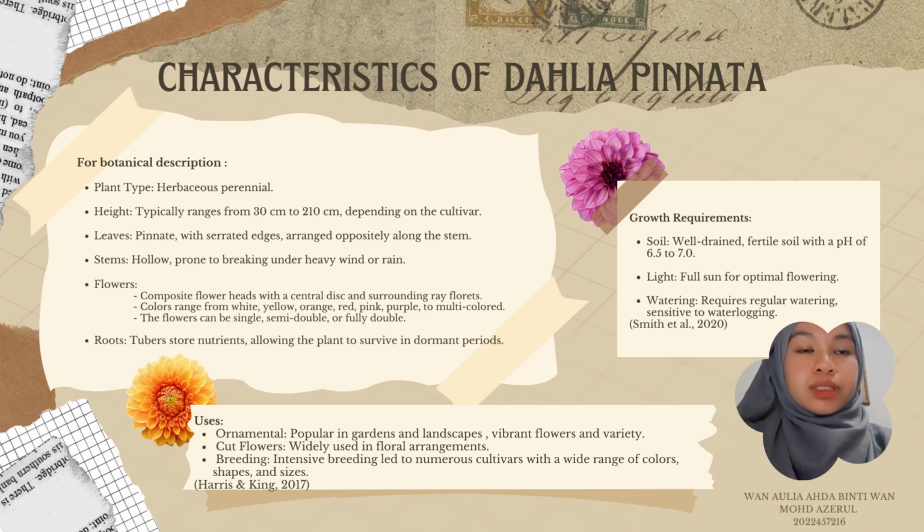For growth requirement, Dahlia Pinnata requires well-drained, fertile soil with pH of 6.5 to 7. Dahlia Pinnata requires full sun for optimal flowering and requires regular watering but is sensitive to waterlogging. Last but not least, some uses of Dahlia Pinnata.